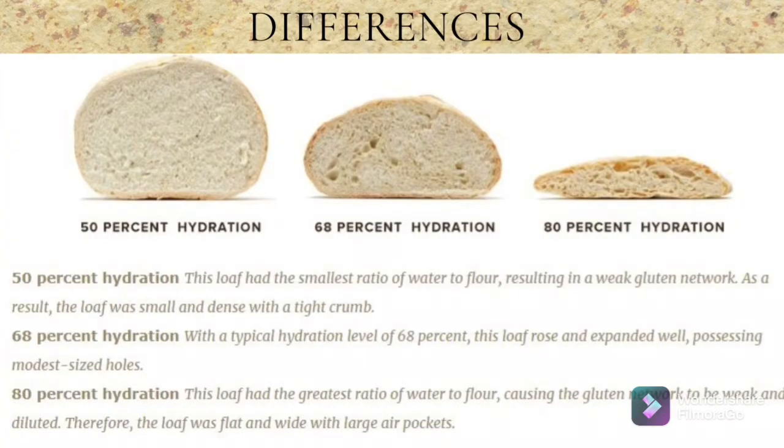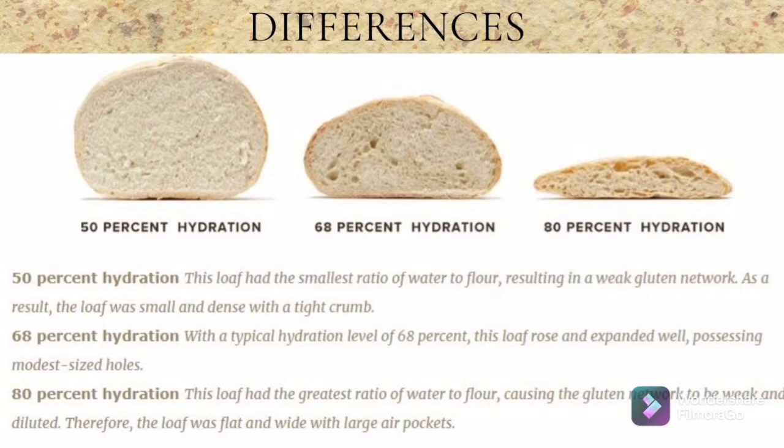Differences. 50% hydration. This loaf has the smallest ratio of water to flour, resulting in a weak gluten network. As a result, the loaf was small and dense with a tight crumb. 68% hydration. With a typical hydration level of 68%, this loaf rose and expanded well, possessing modest-sized holes.